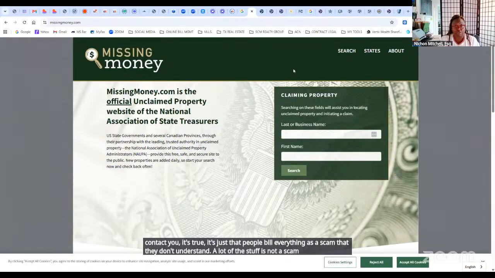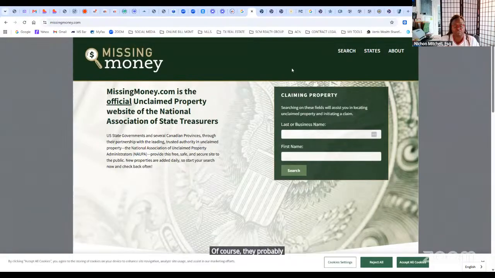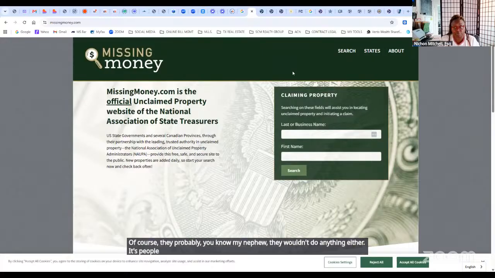It's just that people label everything as a scam that they don't understand. A lot of the stuff is not a scam. It's true, and there's people out there. It's people that got thousands. They help those people, right? It's people that got property. It's people that have gold, savings bonds, like I said. So they'll call up and say, "Hey, you have some missing money." It's true. It's just they're gonna charge you to get it. So instead of paying it, I just showed you how to do it.